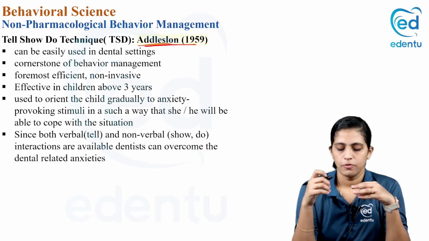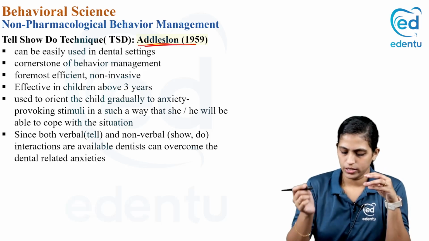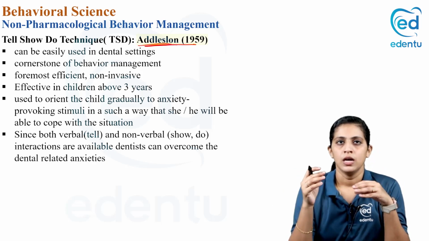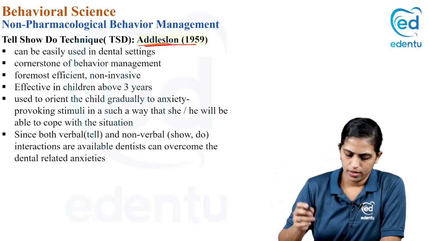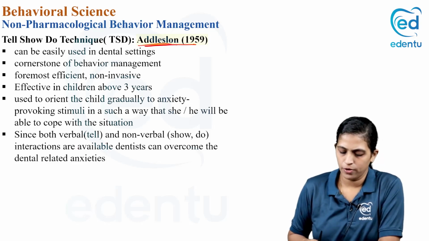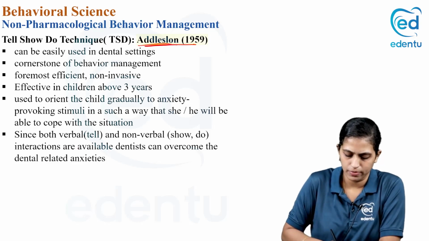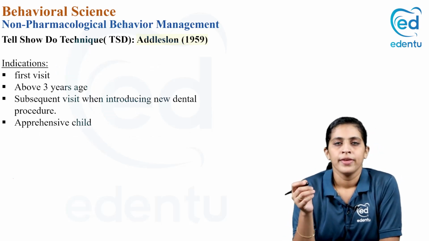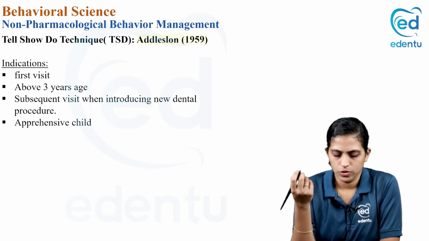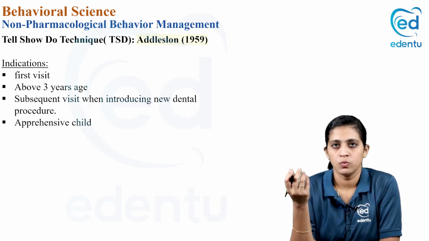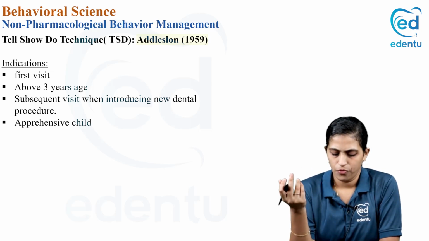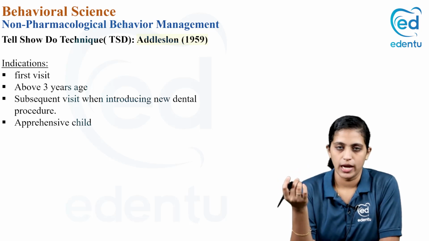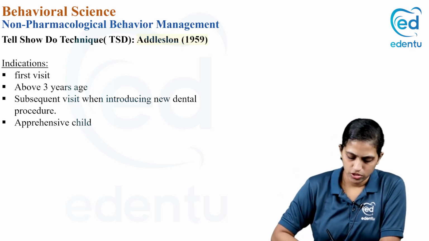So the verbal, the tell part, comes under verbal interaction, and the non-verbal part is when we show and do it. Since both verbal and non-verbal interactions are available, dentists can overcome dental-related anxiety. Tell-show-do is most indicated in the first dental visit of a child, in children about 3 years, and also in subsequent visits when different types of dental procedures are introduced to the child, and also in very apprehensive children.